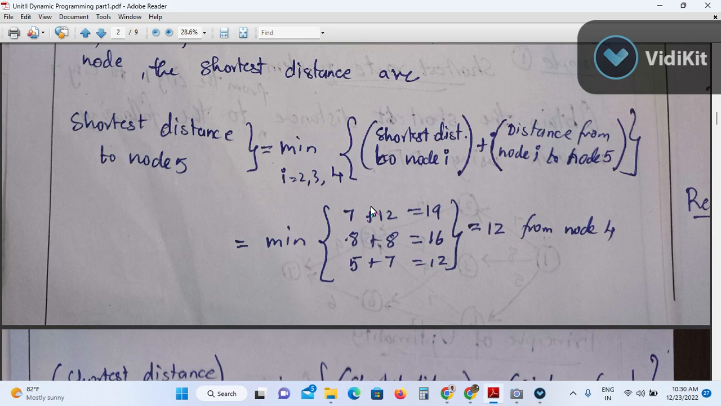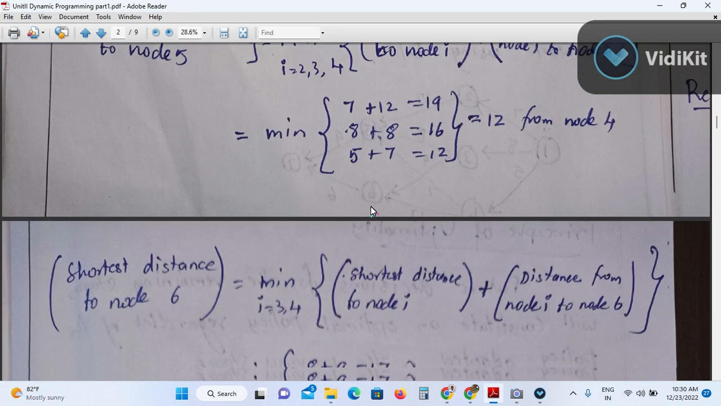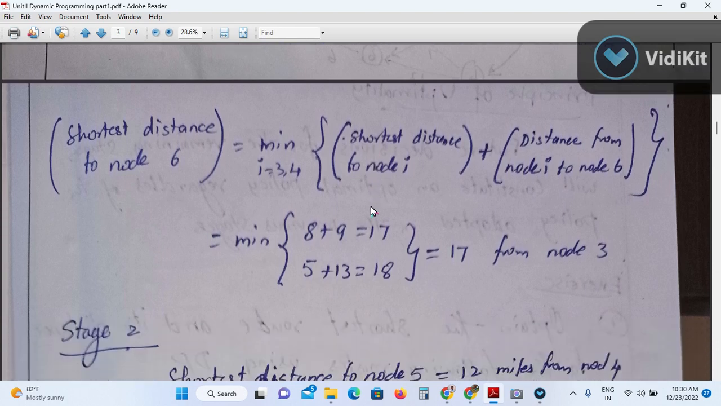Similarly, one more node is there, that is node 6. The same method we can apply here also. To reach node 6, there are only 2 possibilities. You can move from 3 to 6 or 4 to 6, not from 2. Therefore, here I omit 2. So the shortest distance at node 3 plus the distance from 3 to node 6 is 8 plus 9. Similarly, at node 4, the distance from node 4 to node 6 is 30. Analyzing these two, 17 and 18, the 17 is the minimum.